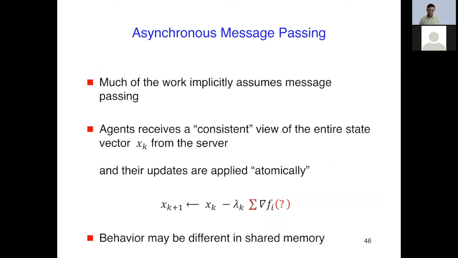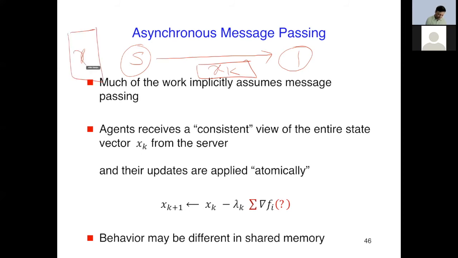I mentioned earlier that for the communication between server and the agents, I'm implicitly assuming message passing, but one can actually use shared memory. So what does that really mean? What does message passing mean? Pictorially it is something like this. Suppose you're server S, and I am agent number 1. You want to send me the current value of xk. So the current value of xk is here at the server.